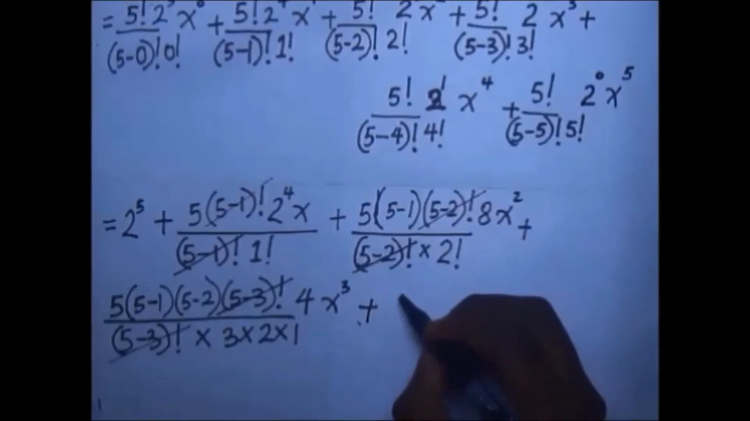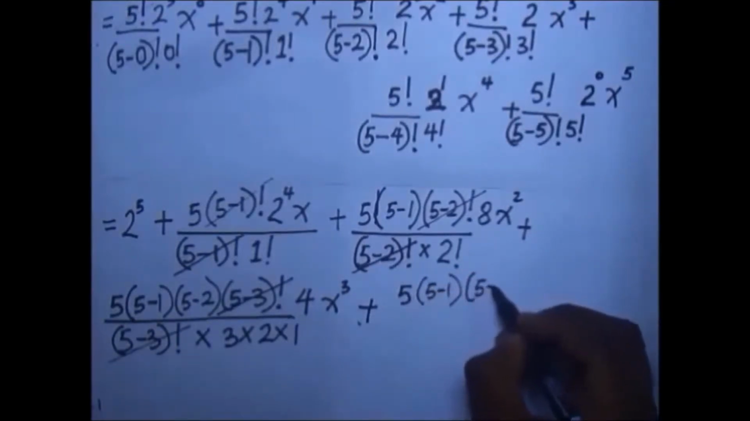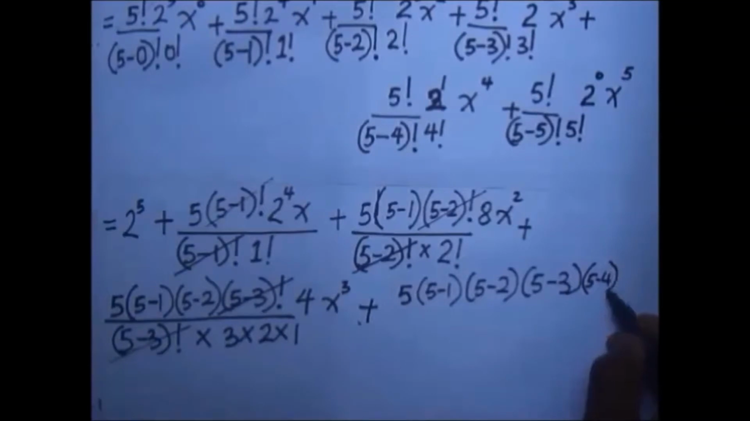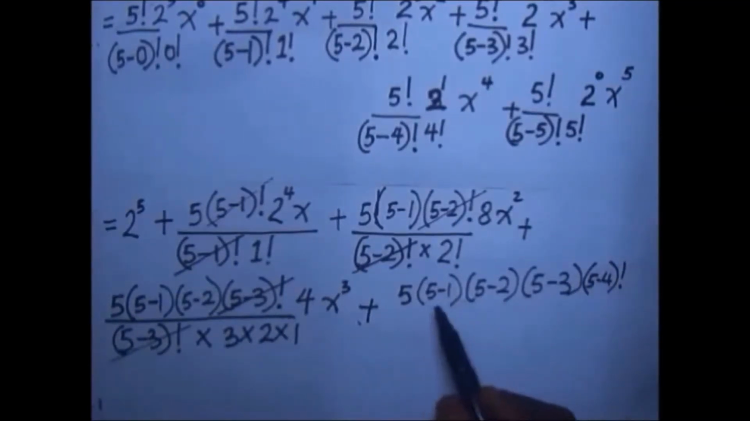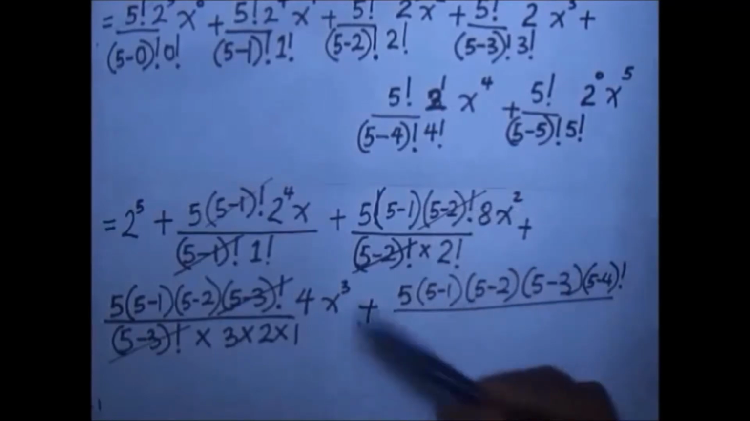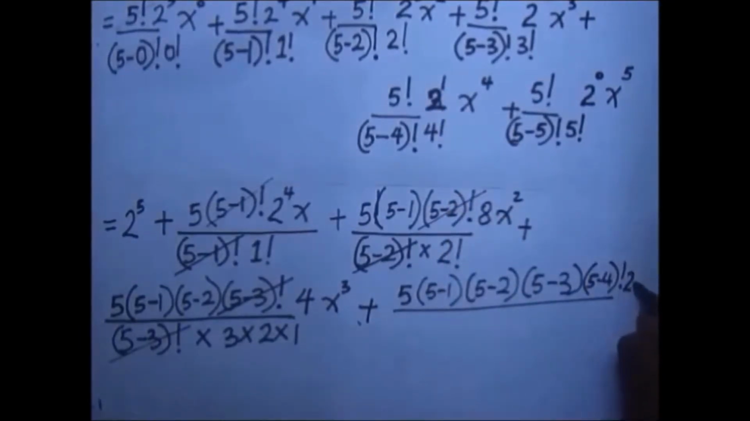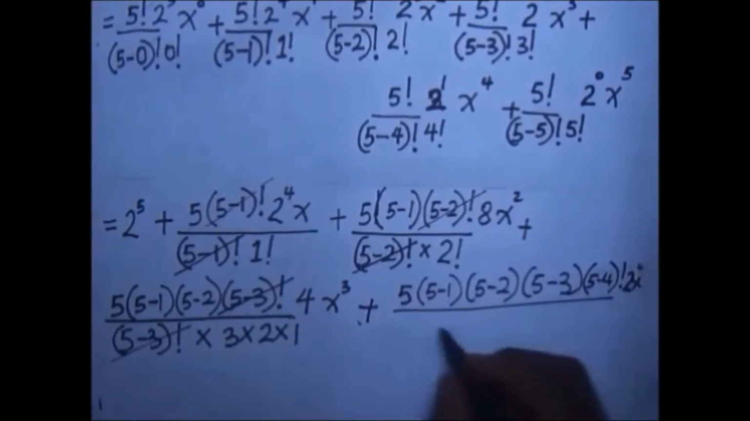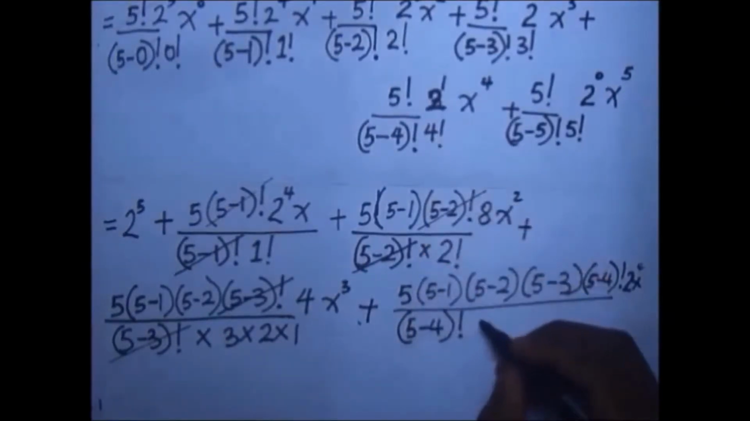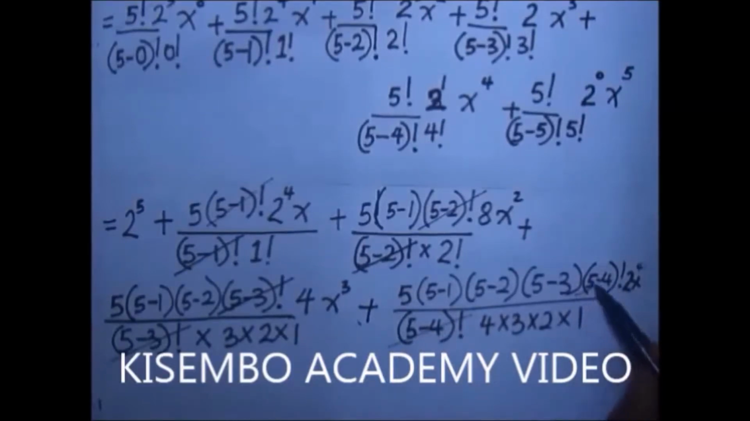We continue. Plus, that next one is going to become 5 into 5 minus 1 times 5 minus 2 times 5 minus 3 times 5 minus 4 factorial, divide that by what is in the denominator. This is x to the power 3, so this is x to the power 4, so this is 2 to the power 1. 2 to the power 1 is 2 times x to the power 4 over 5 minus 4 factorial times 4 factorial. 4 factorial is 4 times 3 times 2 times 1. So this 5 minus 4 factorial goes with that 5 minus 4 factorial.